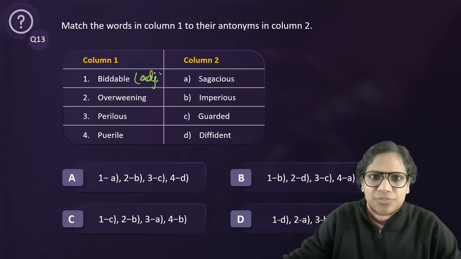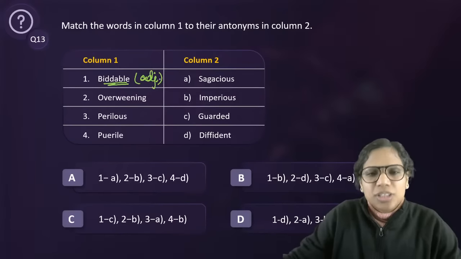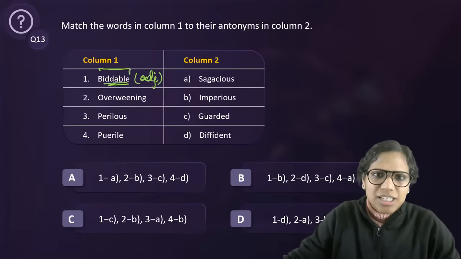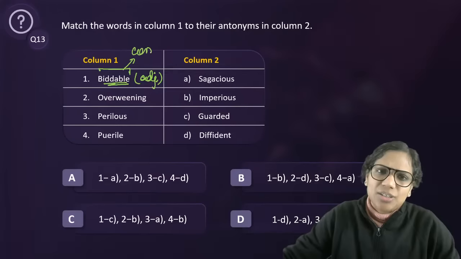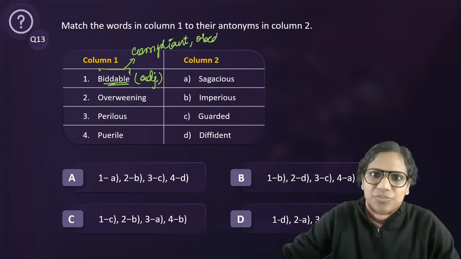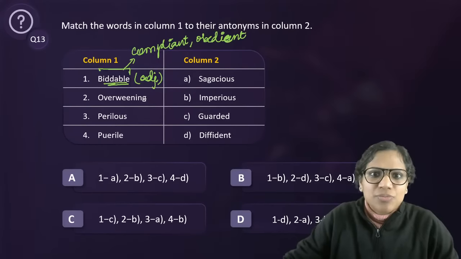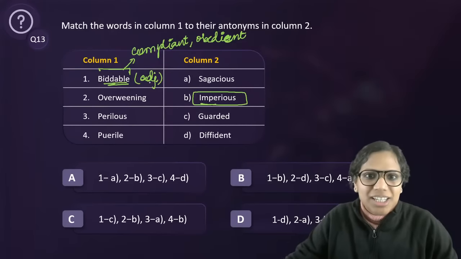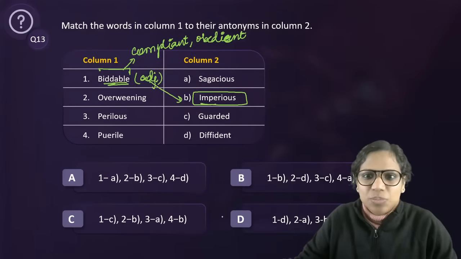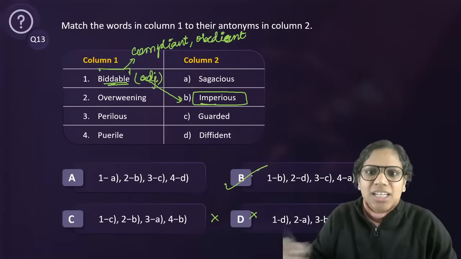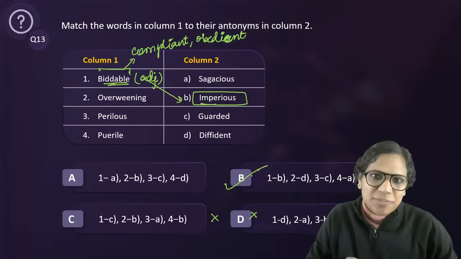Biddable. Somebody who's biddable will listen to you very easily. बहुत आराम से compliant है, obedient है. That person is biddable. On the other hand, someone who is imperious is very dominating. So the antonym of one is B. Once you realize that, you've solved the question.